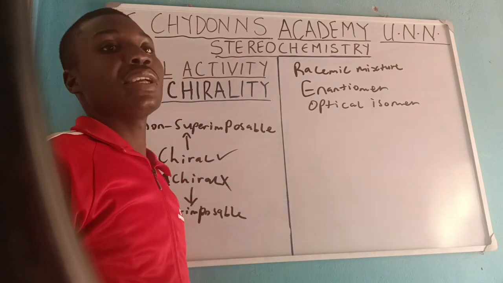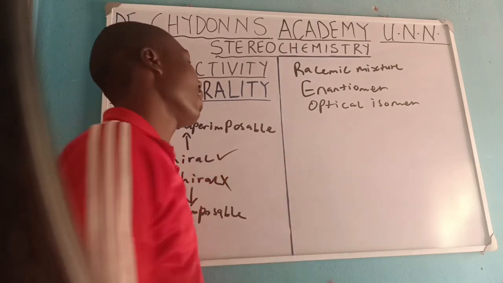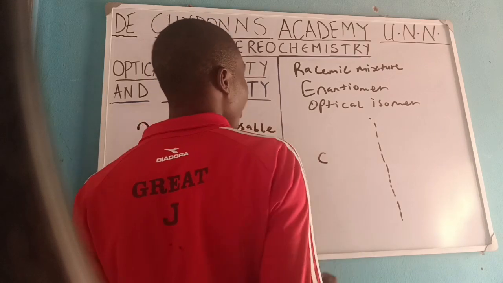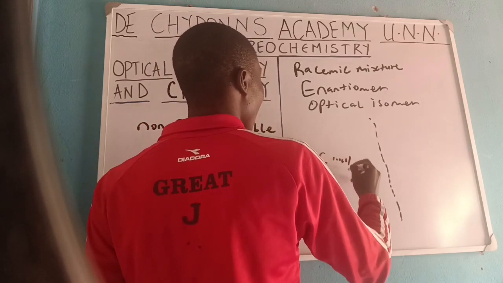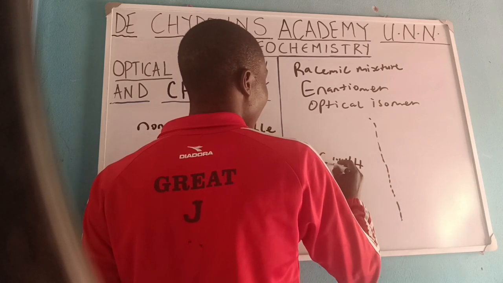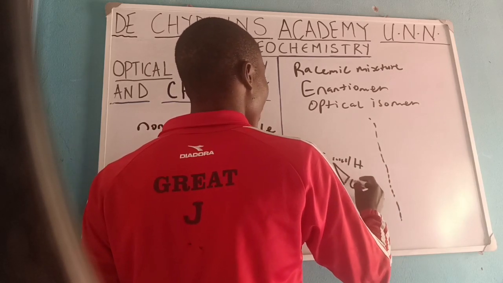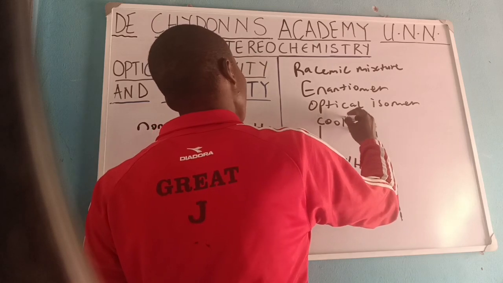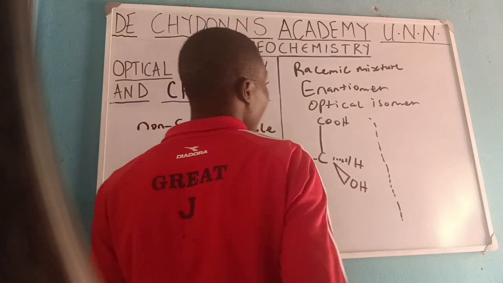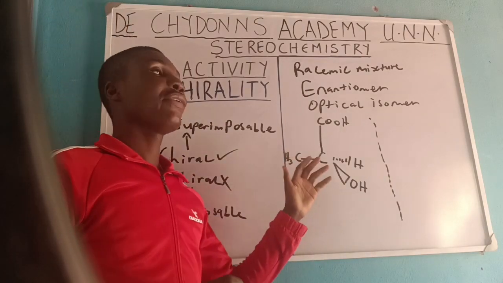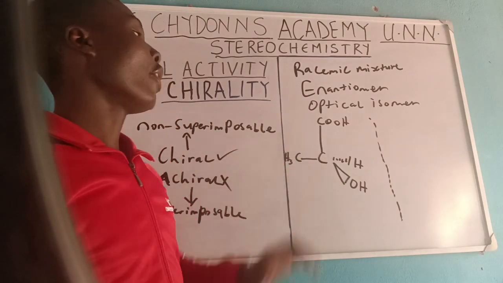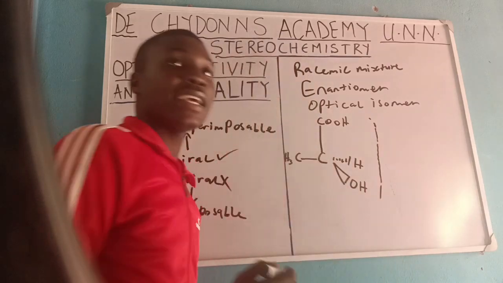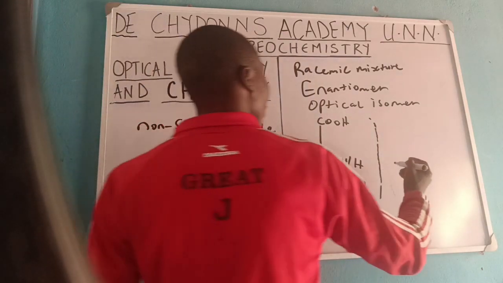So I'm going to be giving an example with lactic acid, and then I'll show you exactly what we're talking about. Let's draw the structure of lactic acid. This is a carbon here, and then let's say we have a hydrogen here, an OH group here, a COOH group here, and then an H3C group here. Now this is the structure of lactic acid. Let's assume that what we have here is a mirror. So I want to draw the mirror image of this. I'm going to have something like this.